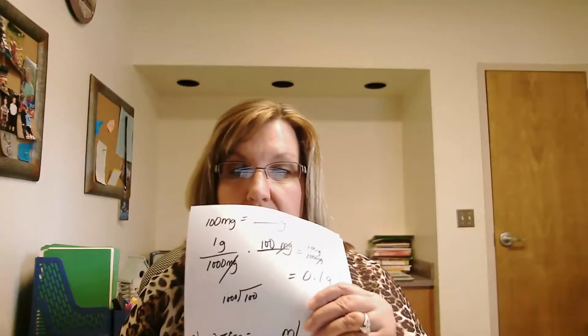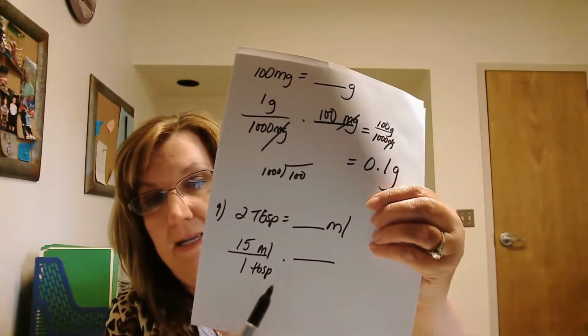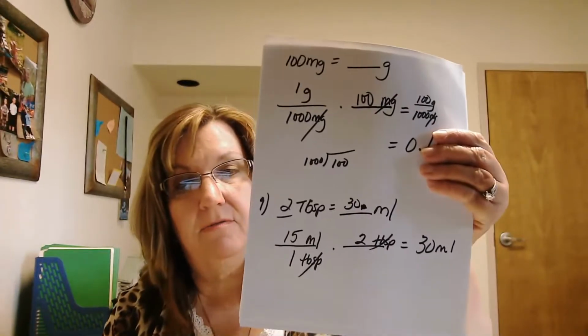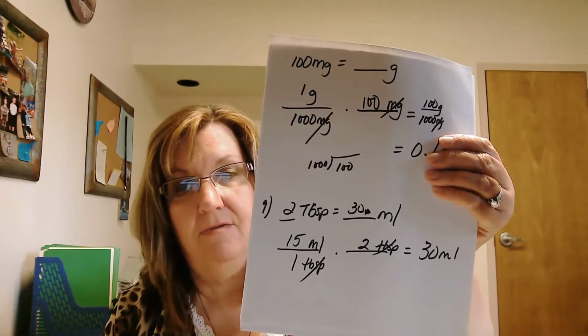And then what are we going to put up here? Tablespoon right there. And then we have 2 tablespoons in our problem. So we're going to put 2. So 15 times 2 is what? 30. So our answer is going to be 30 mLs.